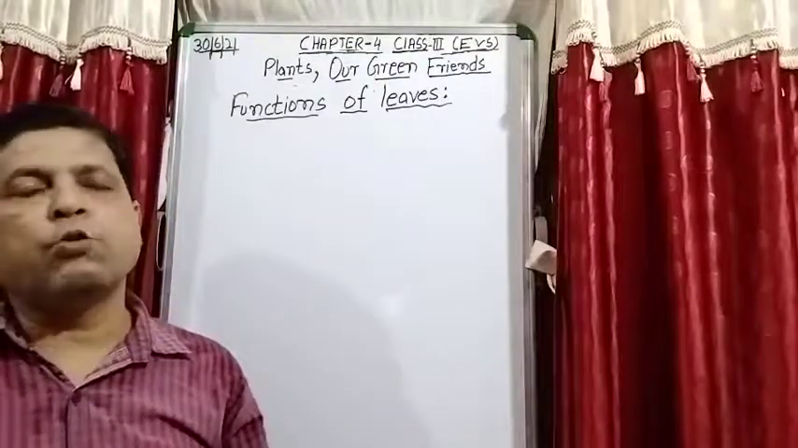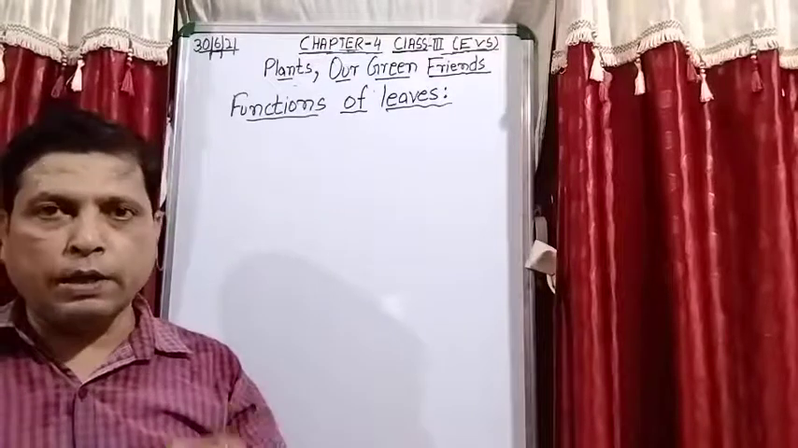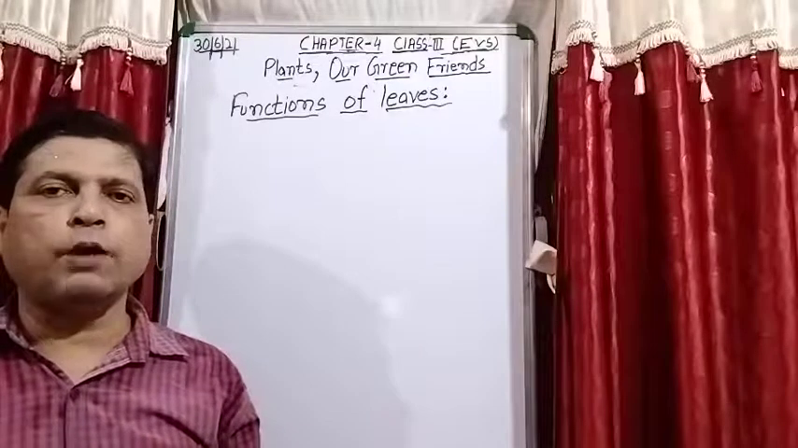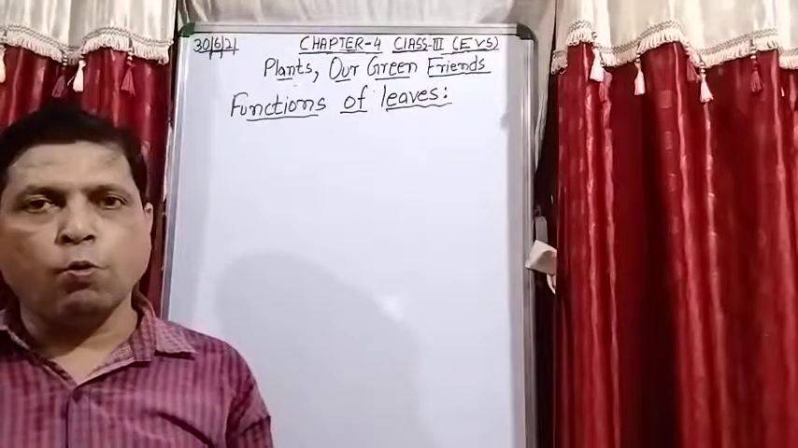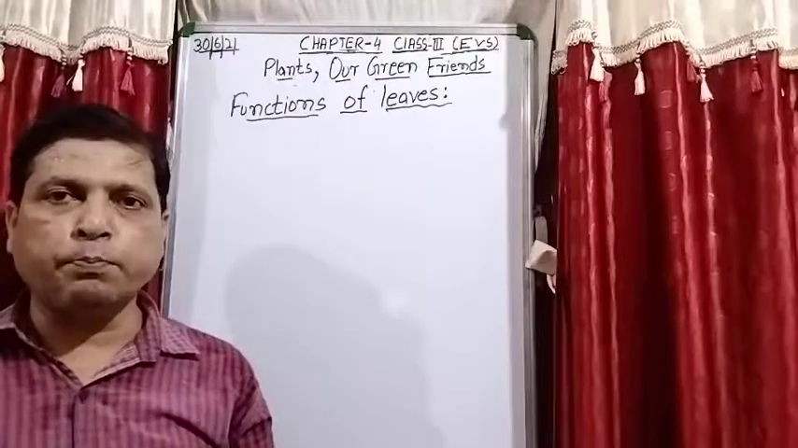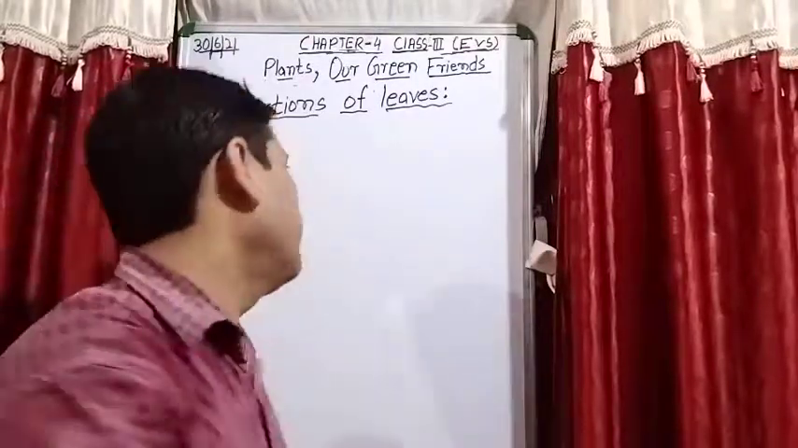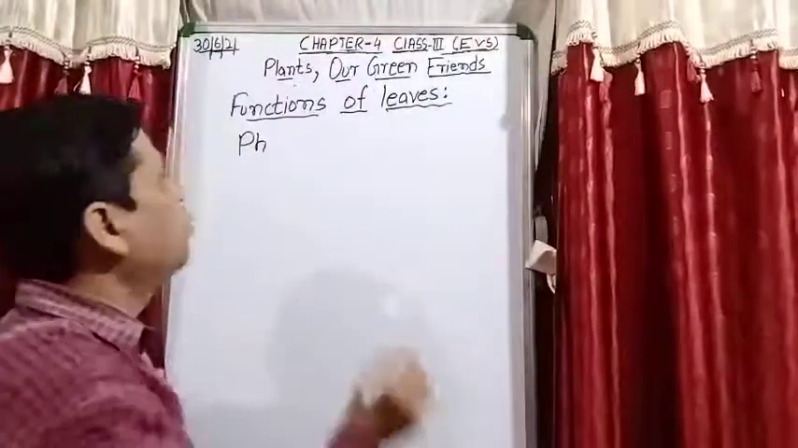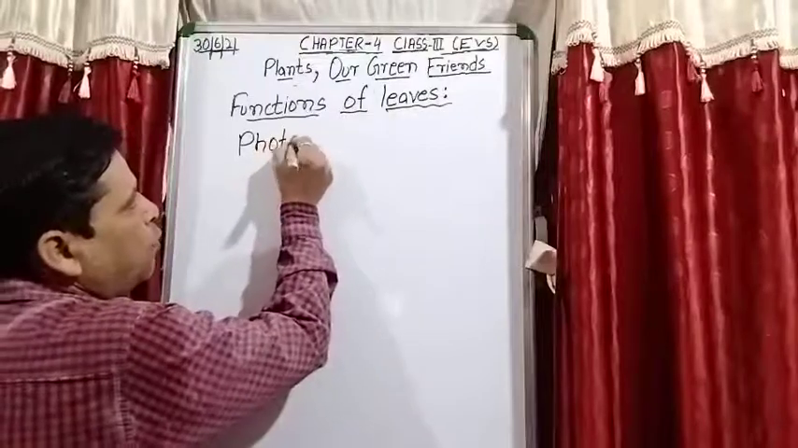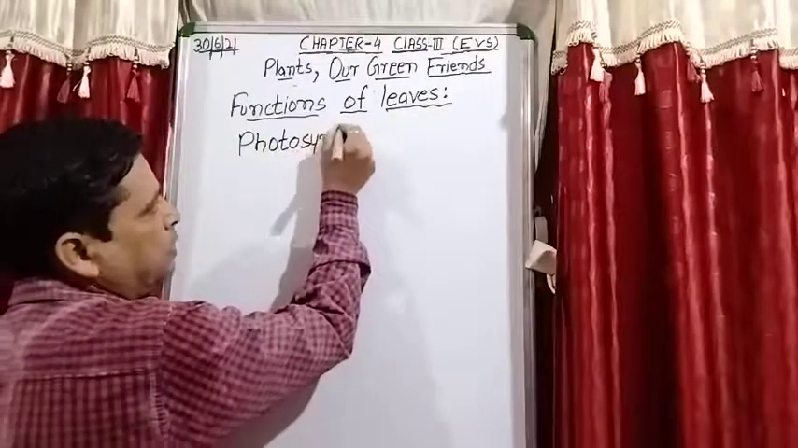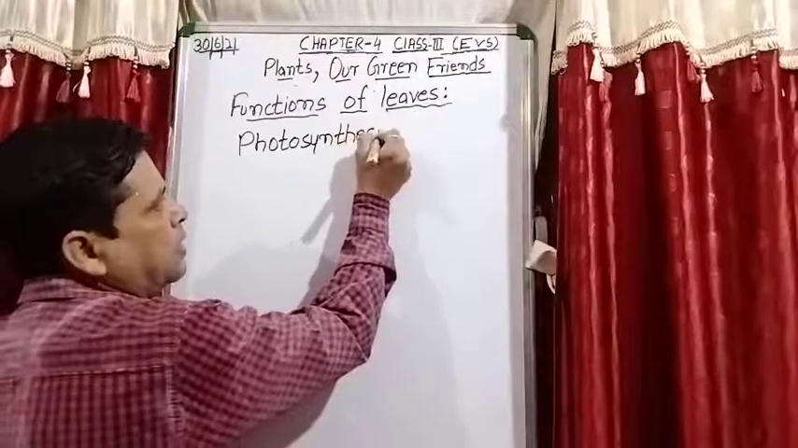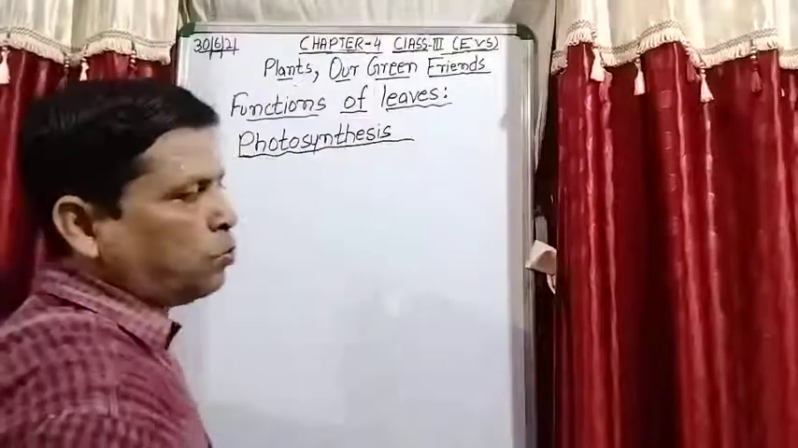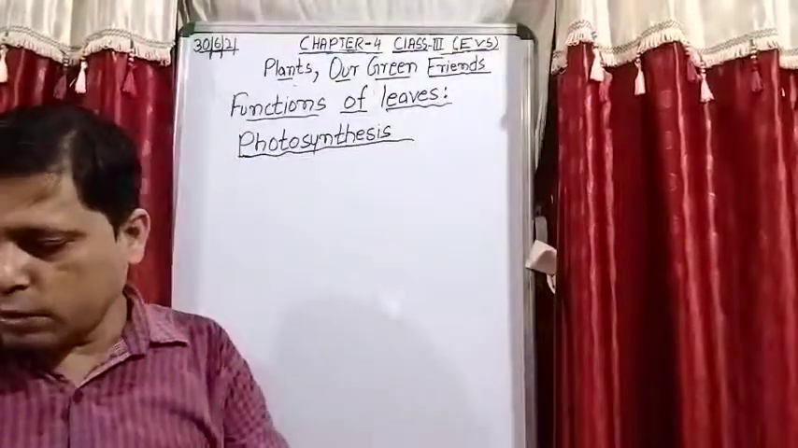Now the question arises, the leaves prepare their own food. So leaf is that part of the plant which can prepare its own food. So what is this process known as? The process by which leaves can prepare their own food is photosynthesis. This process is known as photosynthesis.